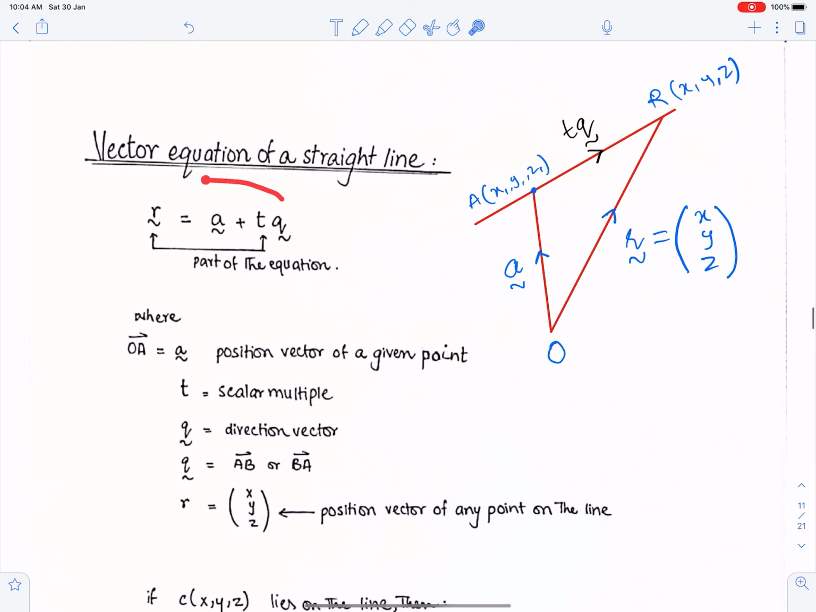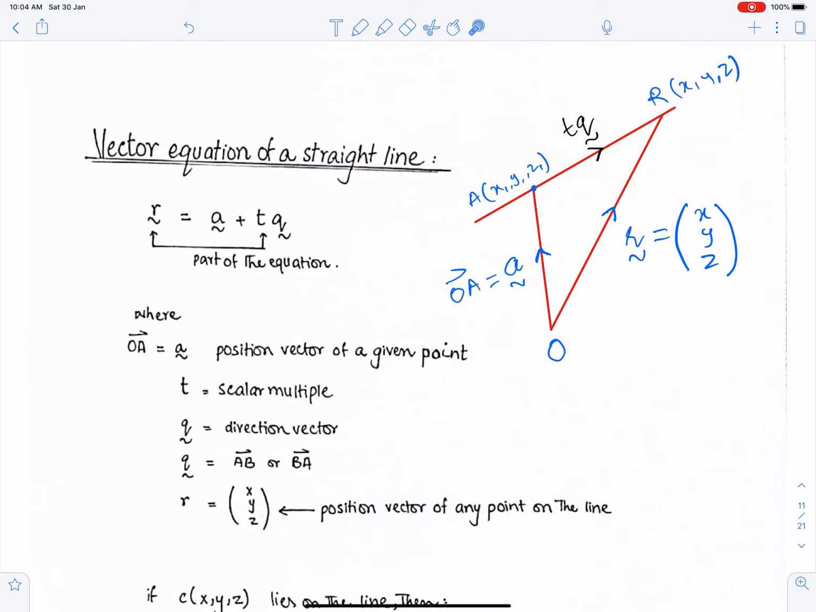So this is the vector equation of a straight line. We have done an example of this, and this is the rough sketch of this line. This A means the point A, the known point A on the line. In vector form, we write this as OA, and in small letters, we can write OA as this small a. So this a means the position vector of the known point on the line.